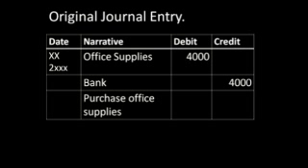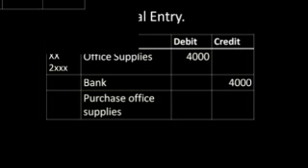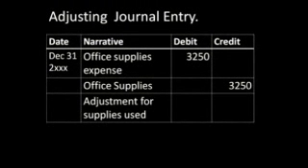The original journal entry will have been recorded as a debit of $4,000 to the office supplies inventory account and a credit of $4,000 to the bank account. The adjusting entry that is required is a debit of $3,250 to the office supplies expense and a credit of $3,250 to the inventory account for office supplies. The expense has been increased and the asset has decreased.